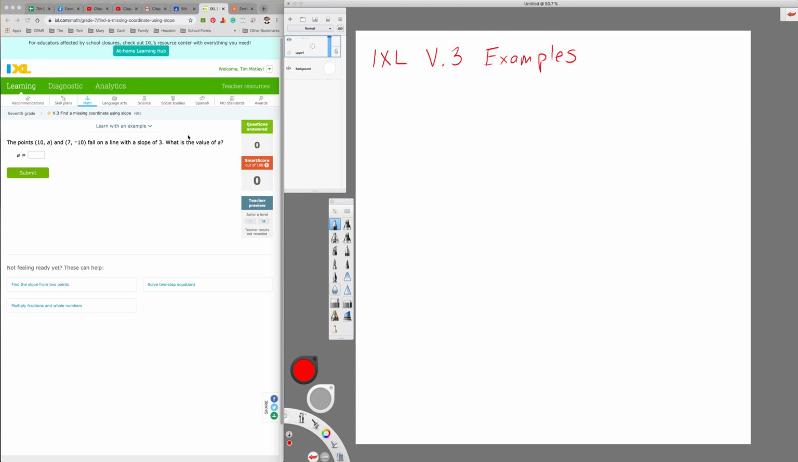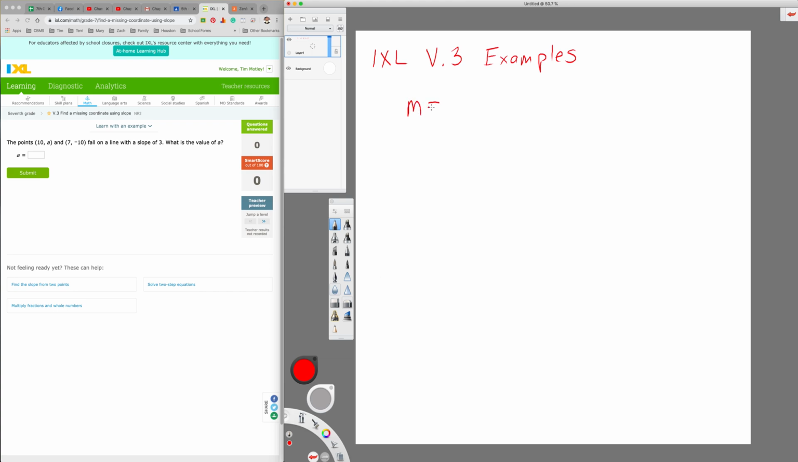So what this little section is about is making sure you know how to use the slope formula. I can use the slope formula to find a slope, but I can also use it to find a missing coordinate, and that's what we're doing here. I could graph these things and try to figure it out that way, but I'm just going to use my little slope formula.